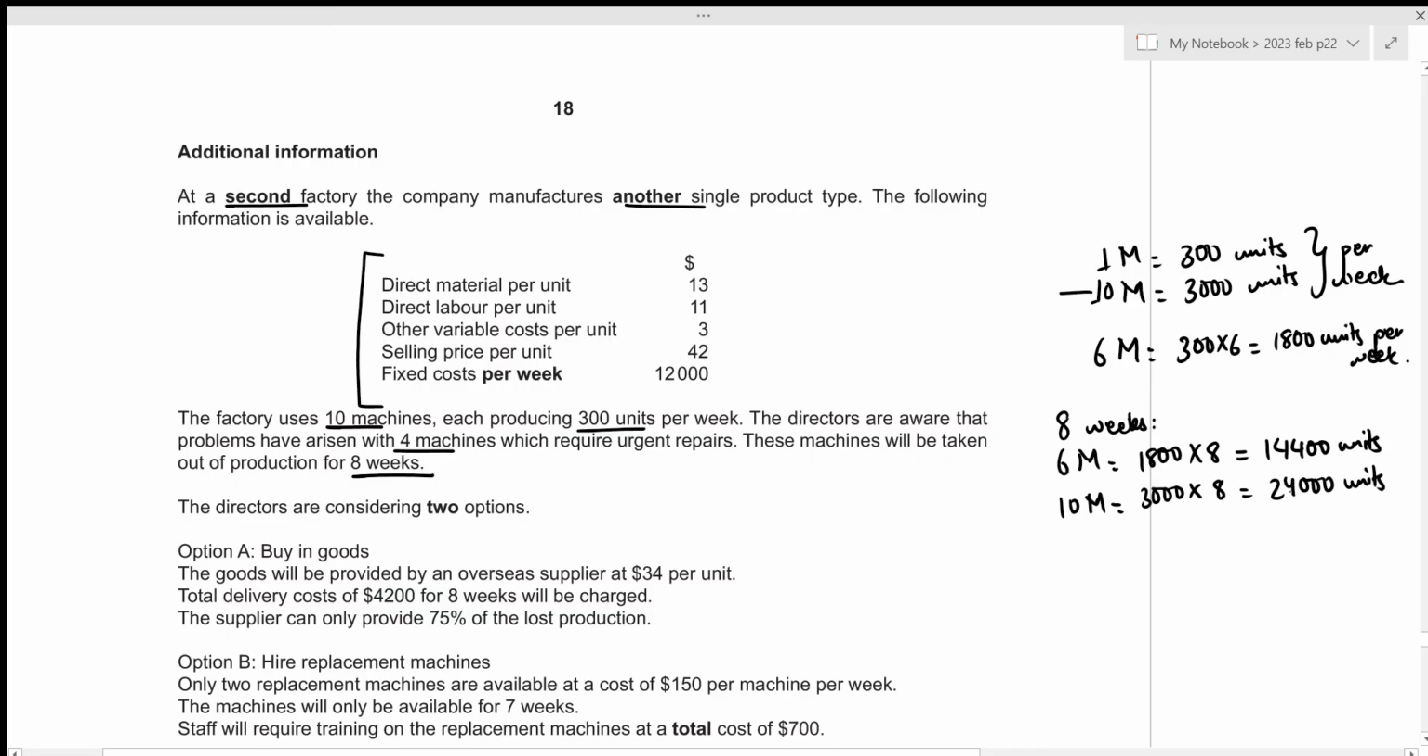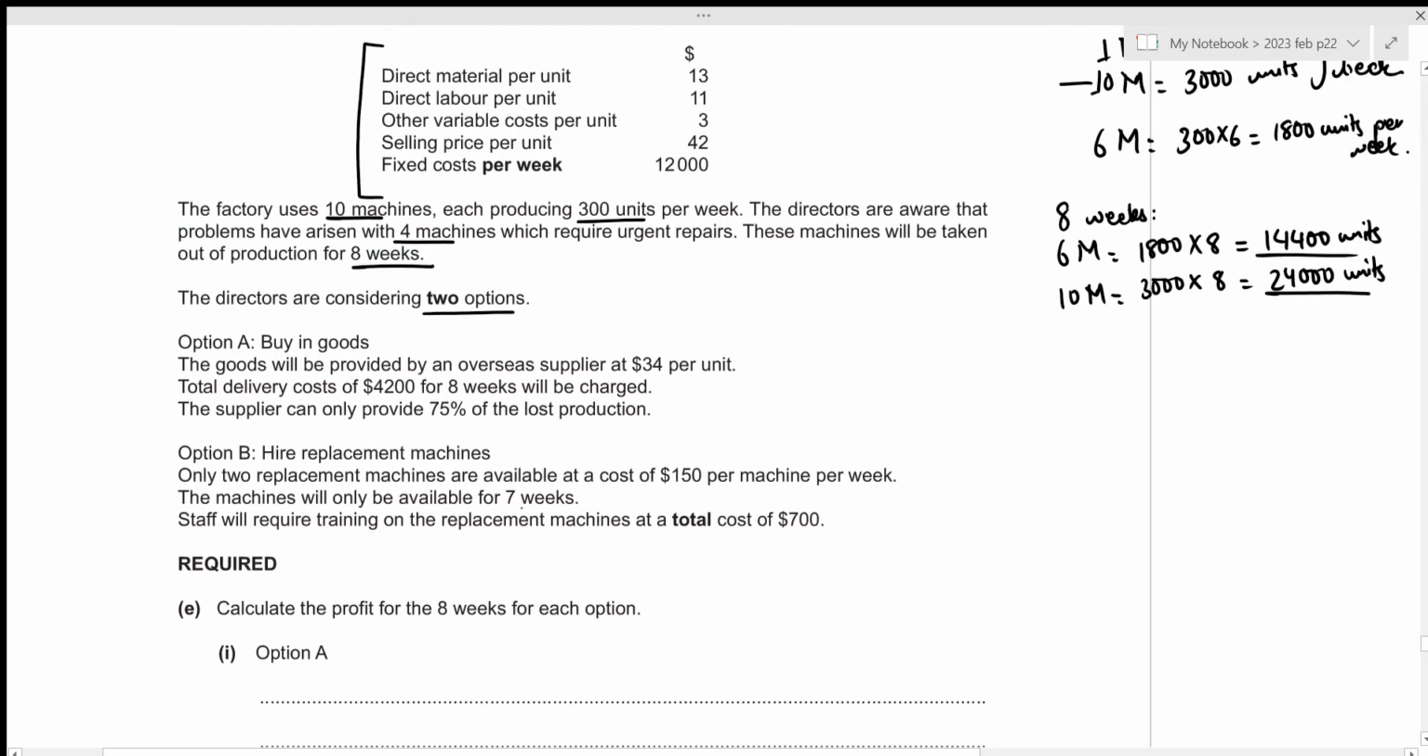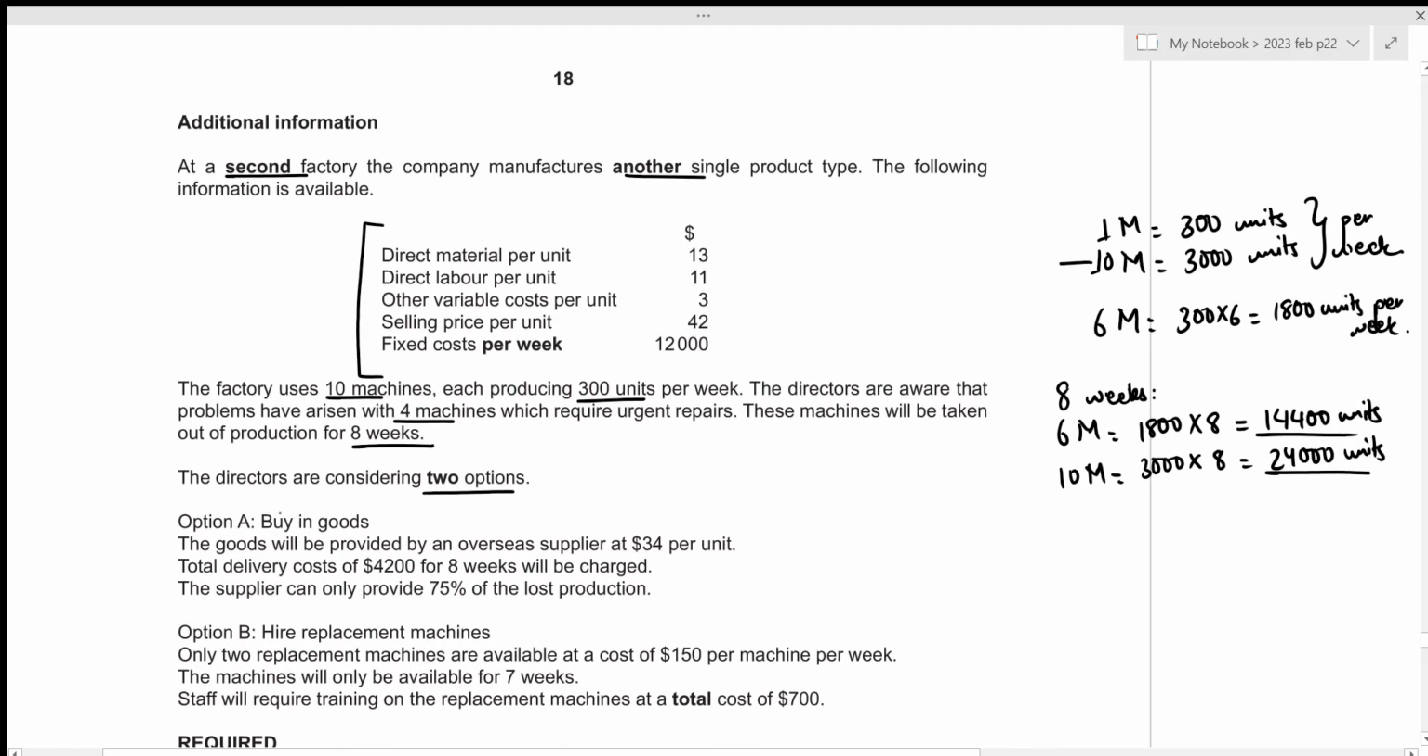So we ideally have 24,000 units for 8 weeks, but since we have taken 4 machines for repairs, we'll only have 14,400 units. So the directors are considering 2 options. Let's have a look at our question first. We just need to calculate profit for the 8 weeks for each option. Okay, let's focus on option A.